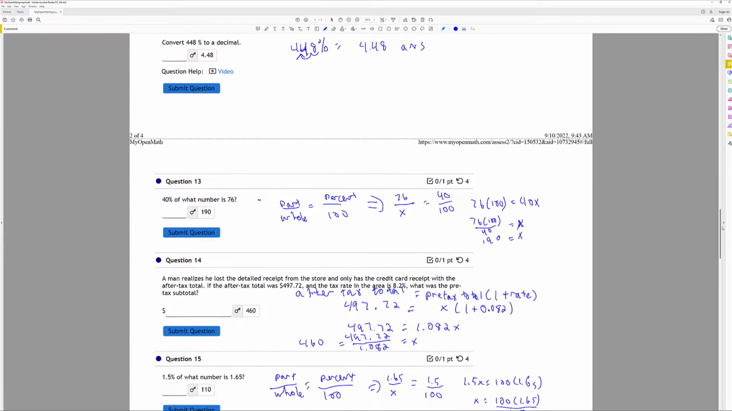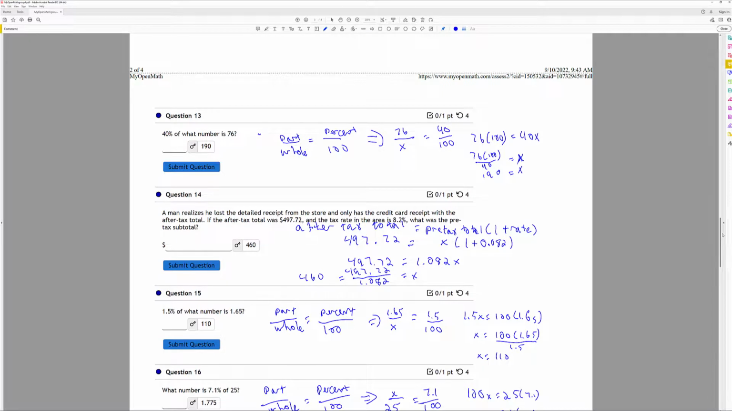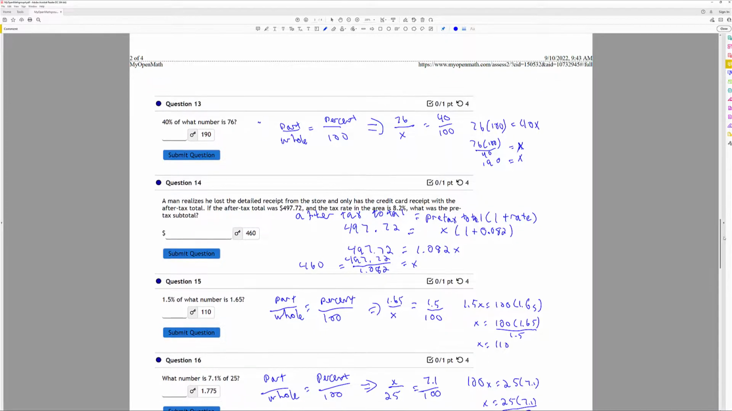Question 13, 40% of what number is 76? So I set up my proportion. What comes after of is the whole, and that's unknown. I have my percent, that's 40. And what's left is the part. So I set up my proportion and cross multiply and divide, and I end up with 190.